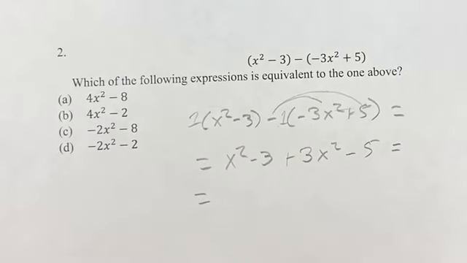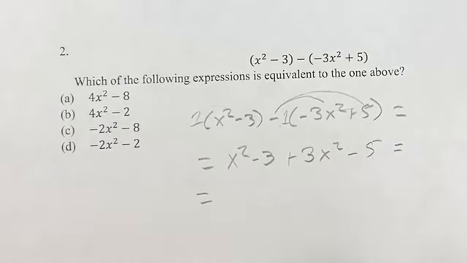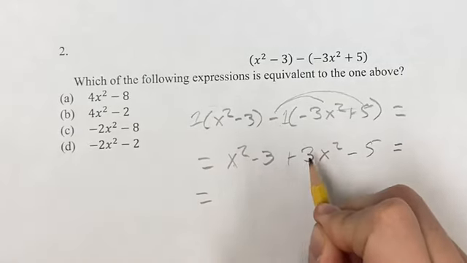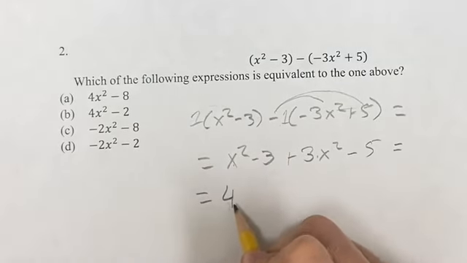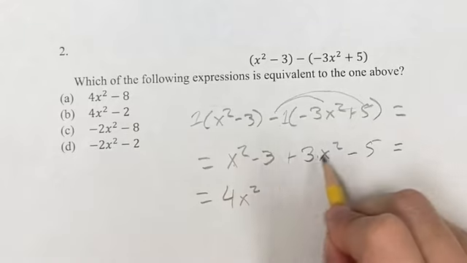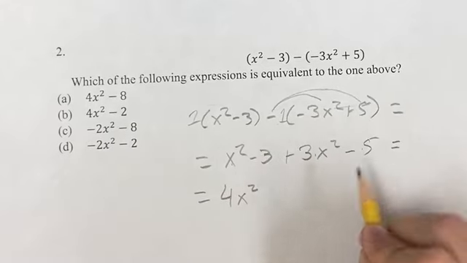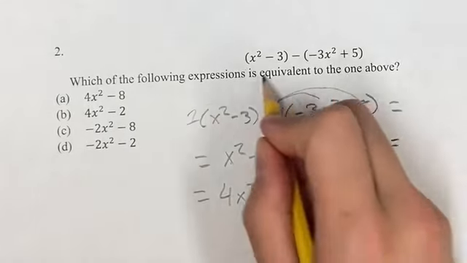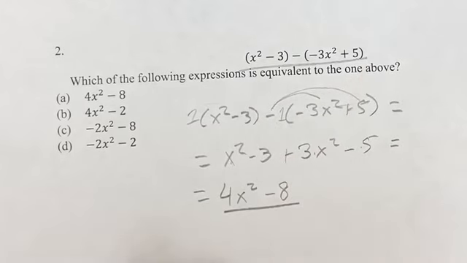Now we have to combine like terms. So the x squared terms, we have 1x squared plus 3x squared. 1 plus 3 is 4x squared. And then minus 3 minus 5 is minus 8. So this expression is equivalent to 4x squared minus 8, which means A is going to be your final answer.